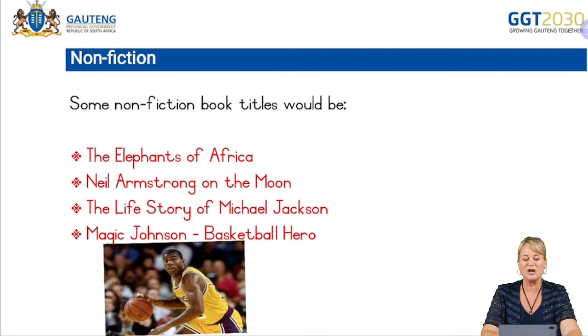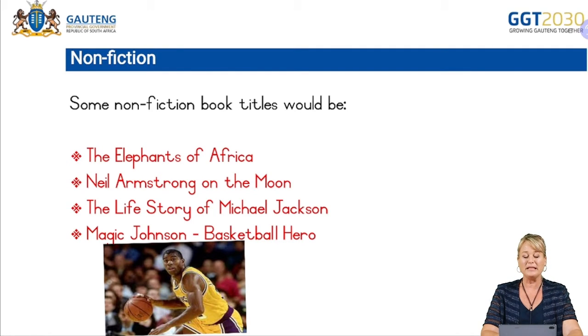Let's have a look at some nonfiction book titles. That means what the books are called, the name of the books. We could have a nonfiction book called The Elephants of Africa. So it's going to give us all information about the elephants that live in Africa, what type of elephants, all the facts about them, how they live, what they eat. Those are true facts, so it's nonfiction.